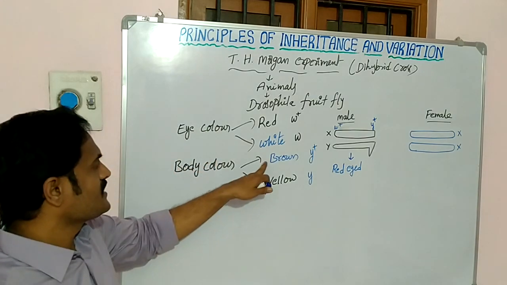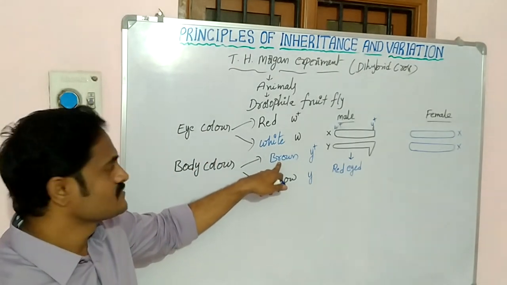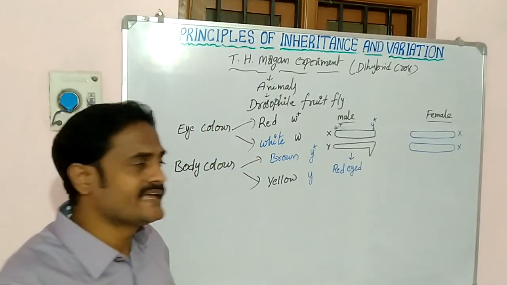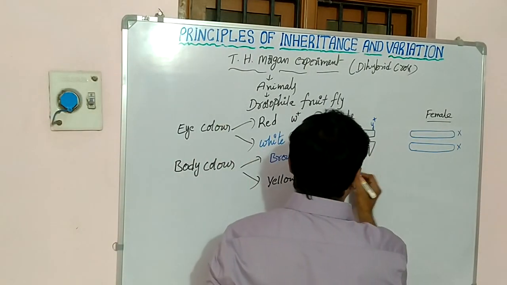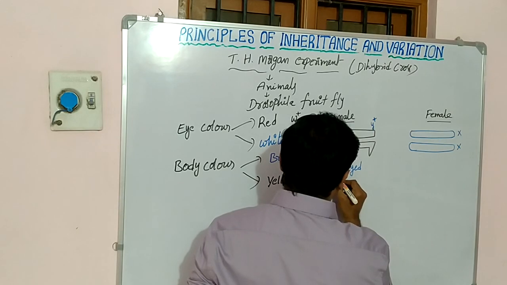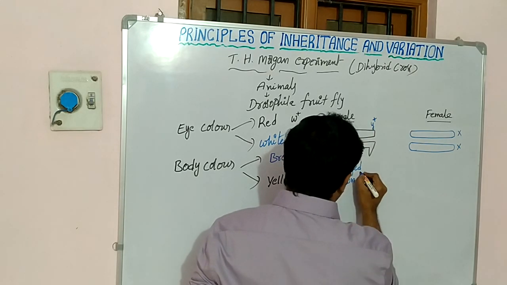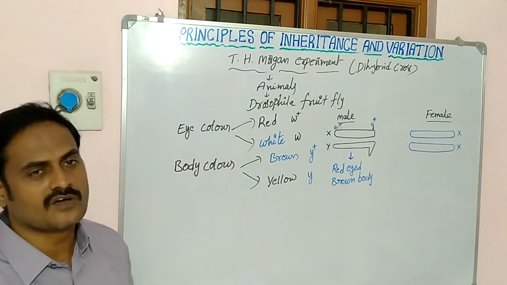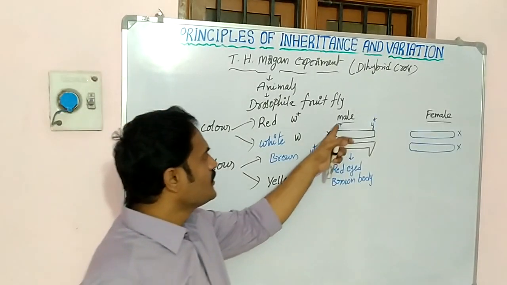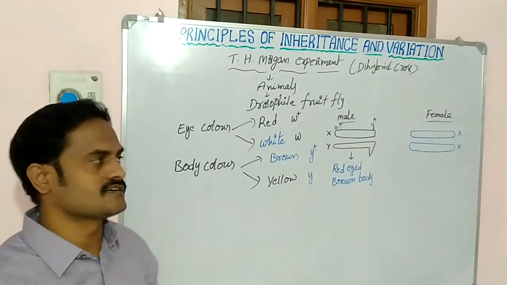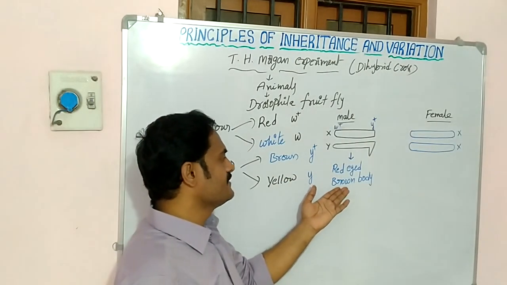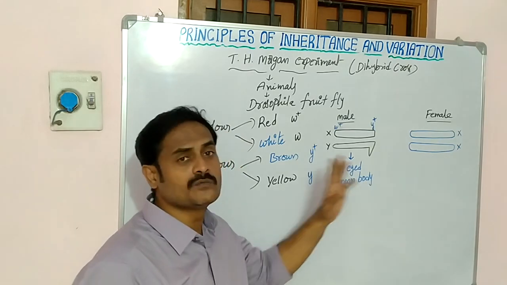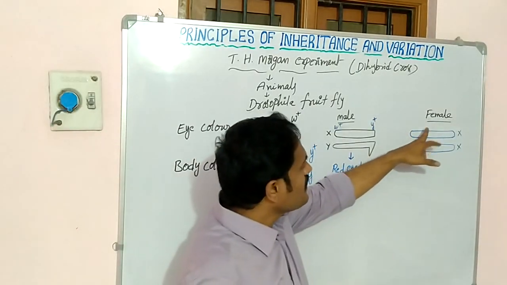And which kind of body color? Brown. So the male Drosophila looks like a red-eyed, brown-bodied fly. Remember, both are dominant characters only. So the male Drosophila has which eye color and which body color? Red eyed, brown body. Then coming to the female.